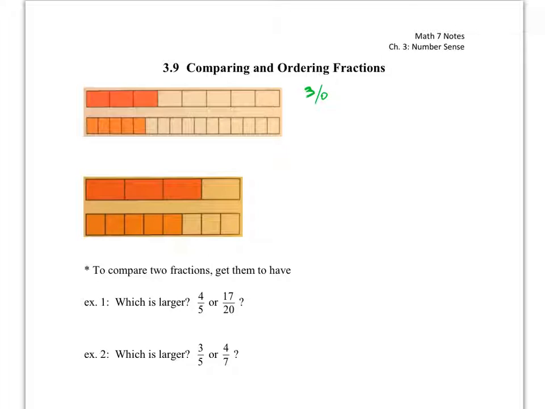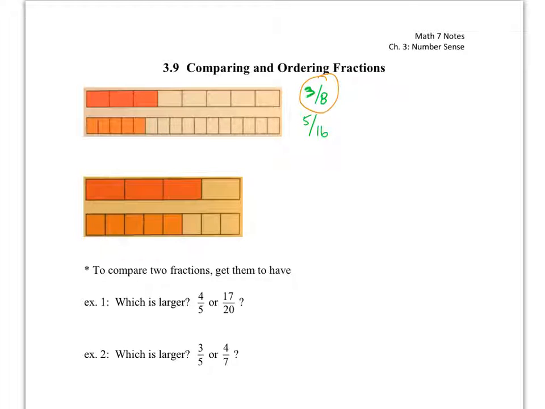And can I sharpen my 3 out of 8? Yep. What about the bottom one? 5 over 16. 16ths. Which is bigger, 3/8 or 5/16? 3/8, because the amount shaded in goes further. Okay, so 3/8 is bigger.